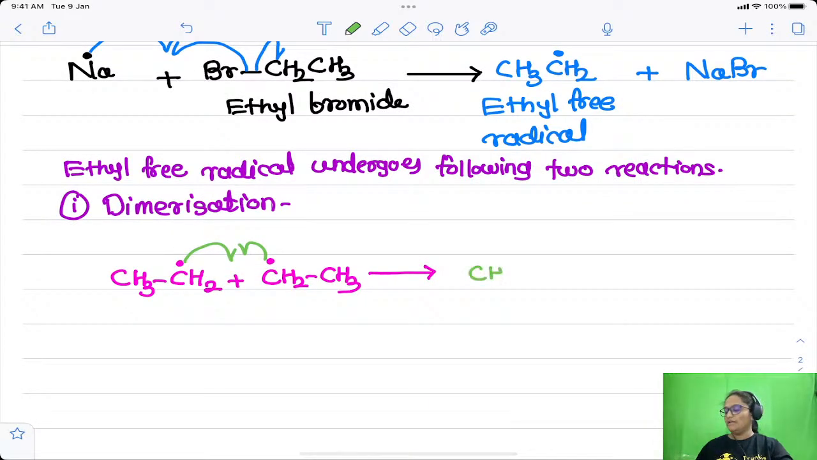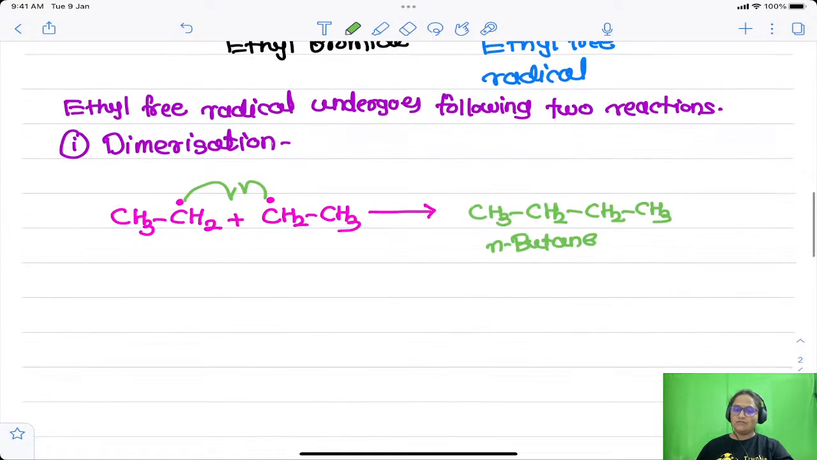And what are we getting then? CH3 CH2 CH2 CH3, right? And which is nothing but n-butane. So by dimerization what we are getting is n-butane.